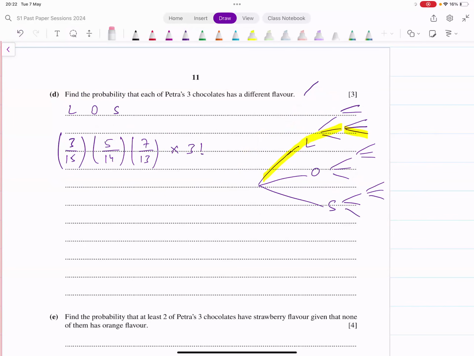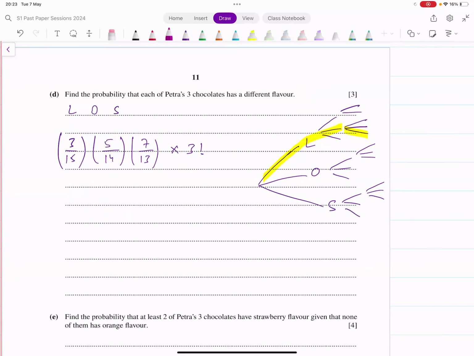Make sense? Because every time the numerator is going to have 3, 5, and 7. These were the three numbers that we have in the numerator. And every time in the denominator, we would have the same 3 numbers, 15, 14, and 13. So we just multiply by 3 factorial because that's the total number of cases in that tree diagram. This only considers one of those paths, so you have to consider the other paths on the tree diagram as well. This is one way to think about this.